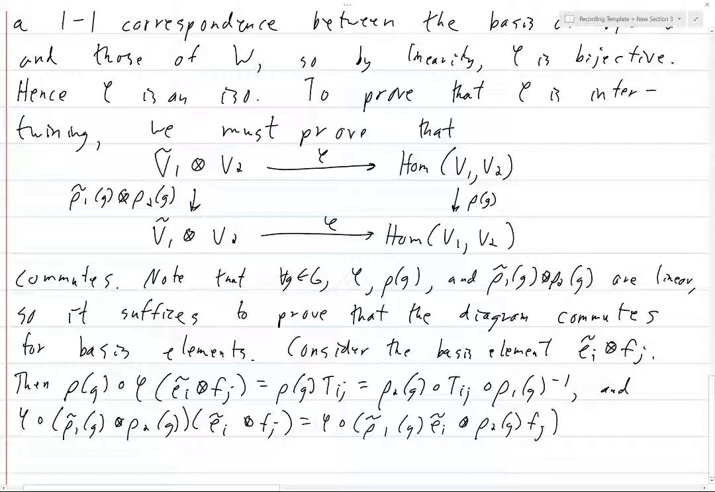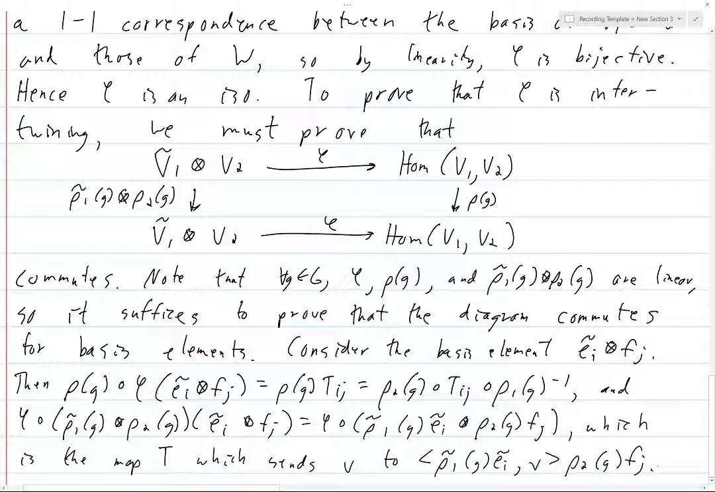which is the map, say T, which sends v to the element rho tilde 1 g e_i evaluated at v applied to rho 2 g of f_j. Does this make sense? Right, because this is phi of and then a bunch of stuff, and this is just a map that sends an element v. So phi is a map which sends an element v to some other stuff. And so that's just what this is.